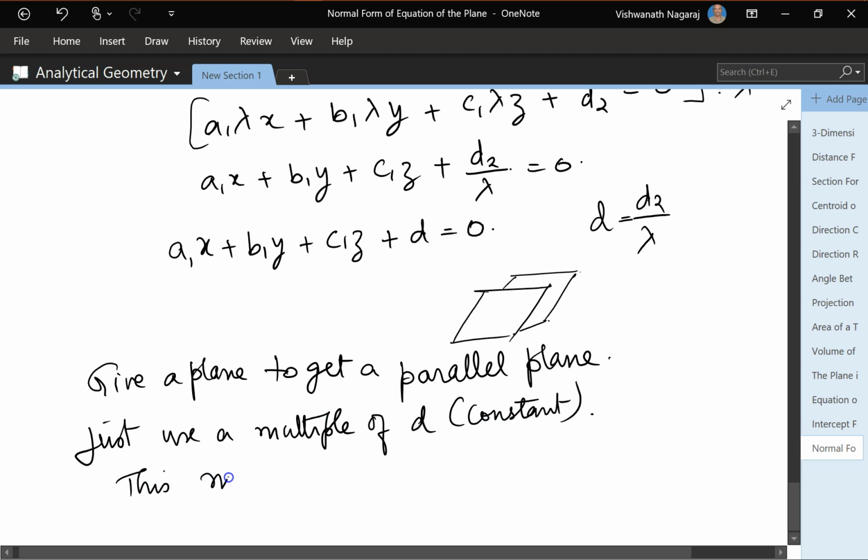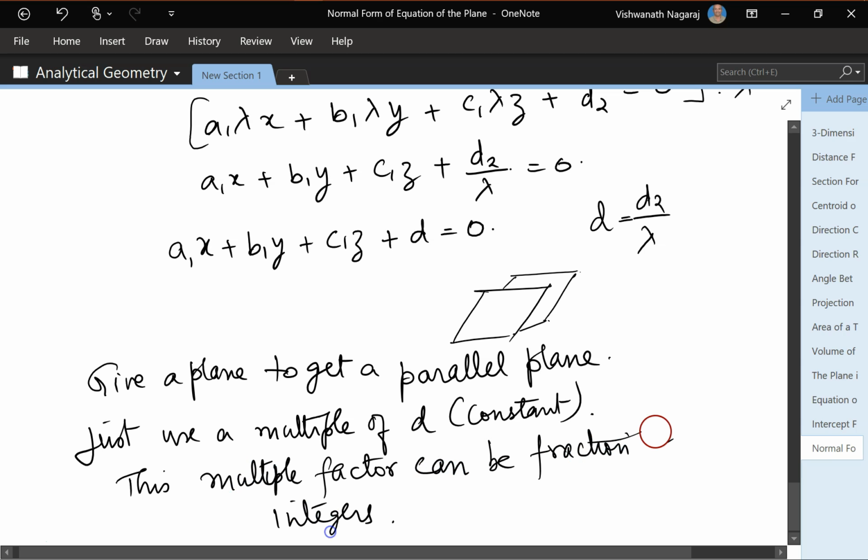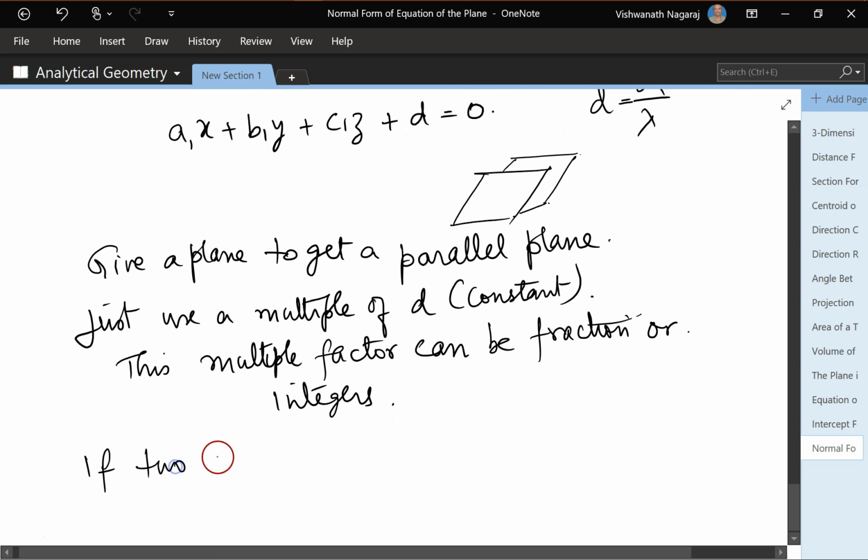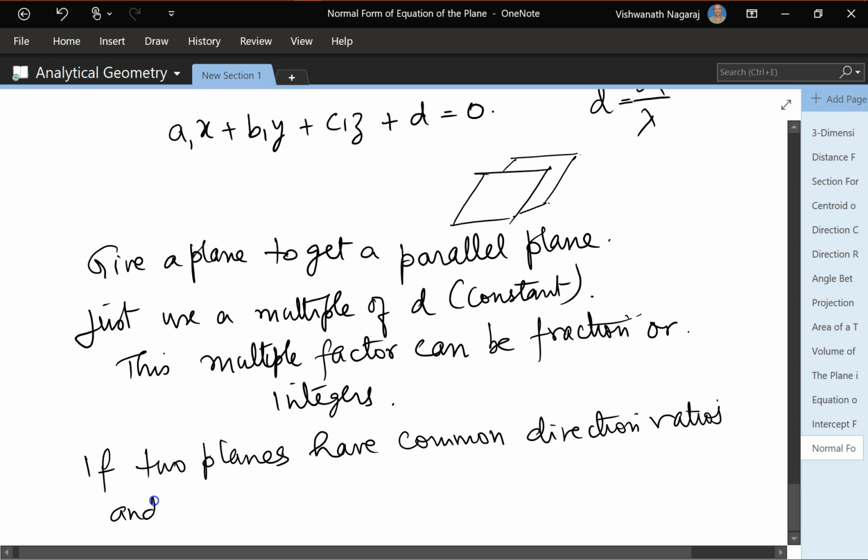Now this multiple factor can be a fraction or an integer. Or, to put it another way, if two planes have common direction ratios and the constant d is a multiple of the other, then they are parallel.